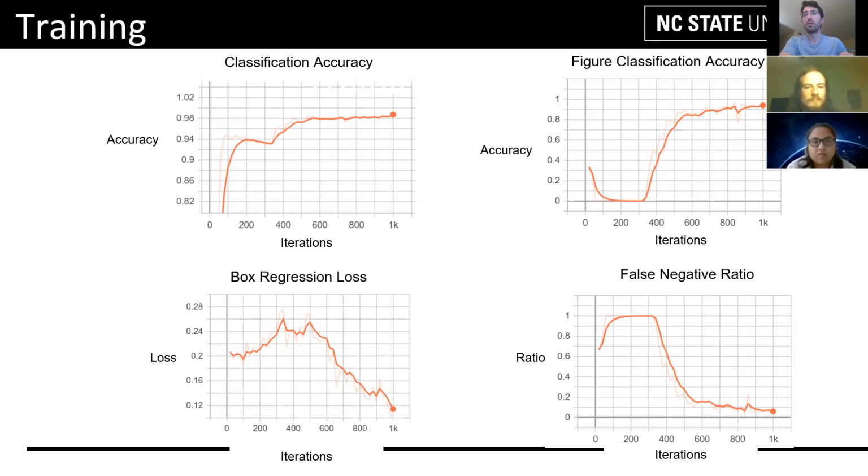And lastly, on the bottom left, we see the box regression loss. For 1,000 iterations, the box regression loss is decreasing, and this is what we hope to expect as the machine learning algorithm learns approximately where the box is around the object that it is finding.